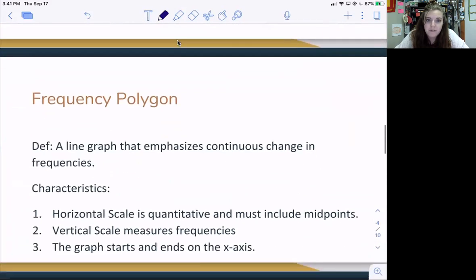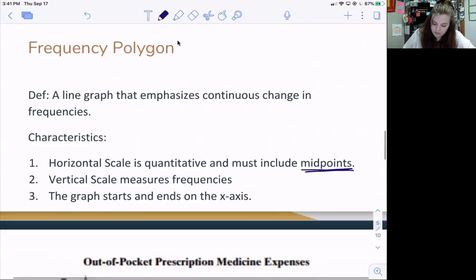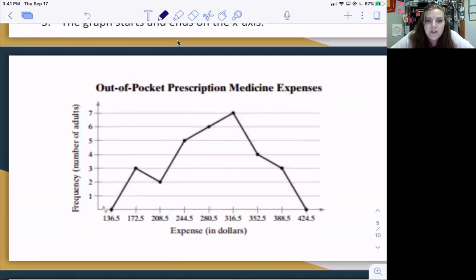Our next graph is a frequency polygon, and this is a line graph that emphasizes continuous change in frequencies. Here, our horizontal scale is quantitative and it must include midpoints. This is the one graph that has to have midpoints as your horizontal axis. The vertical scale is going to measure frequencies. And the other key thing is the graph starts and ends on the x-axis. If we look at this, this is our same data that we looked at in the previous histogram. Notice our first class, the bar goes up to 3, and that's where that point is.